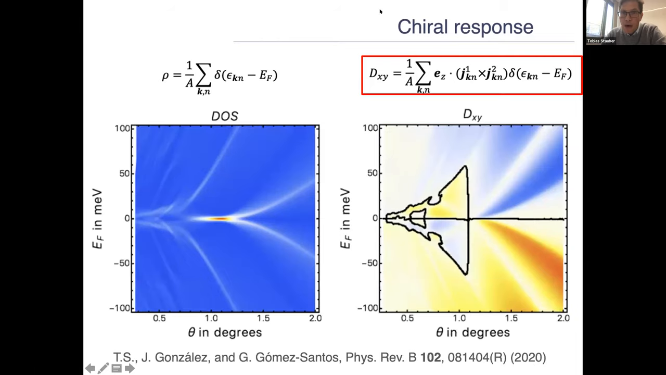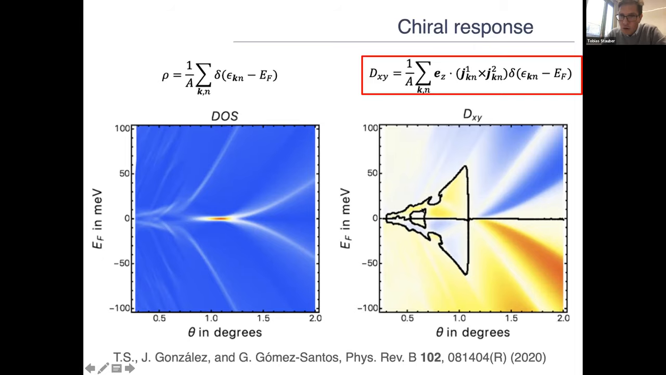And this is now the comparison between the density of states and this chiral quantity. As you can see, the density of states has here this strong enhancement at the magic angle, but it is only limited to the flat band regime. And here, you have these black lines that are always indicating a sign change, okay? So you have the sign change always at the neutrality point, but then you also have these vertical lines here, and this extends to very large doping levels. And this would be a novel definition of the magic angle where the chirality changes sign.